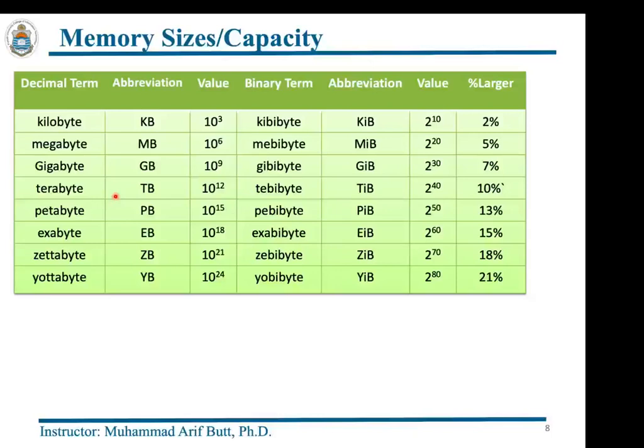And this slide shows the decimal and the binary terms that are normally used for representing different sizes of memory. Remember, this kilobyte, capital KB, is basically 10 raised to the power 3 bytes, 1000 bytes, while in binary, this byte is abbreviated as KiB, which contains 2 raised to the power 10 bytes, that is 1024 bytes, which is of course 2% larger than this.